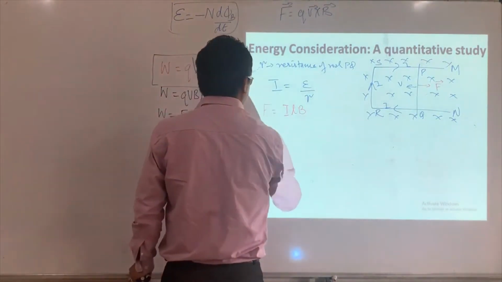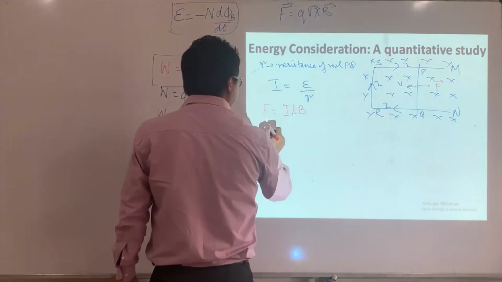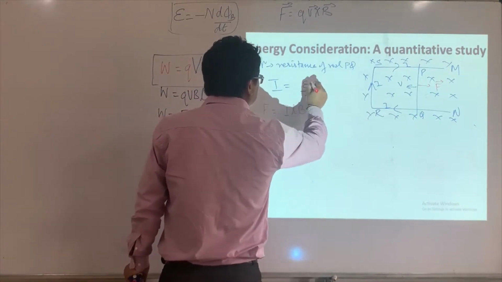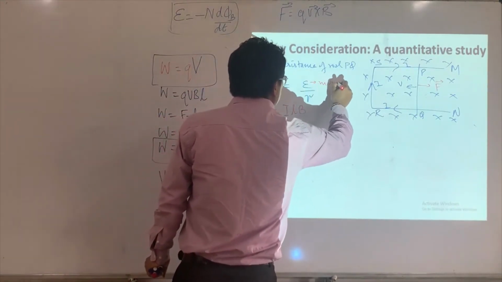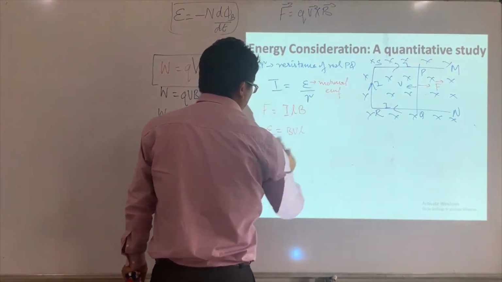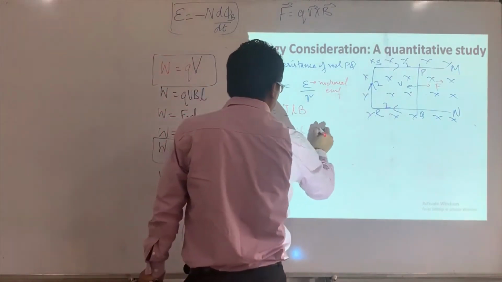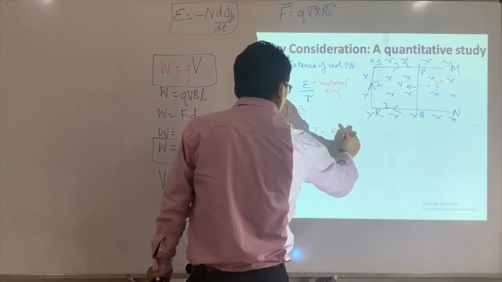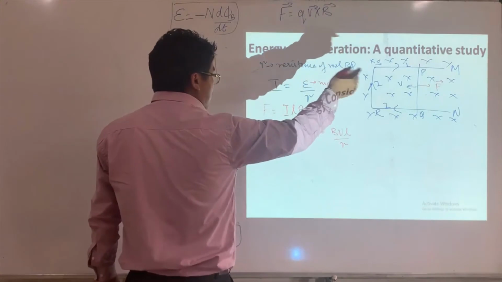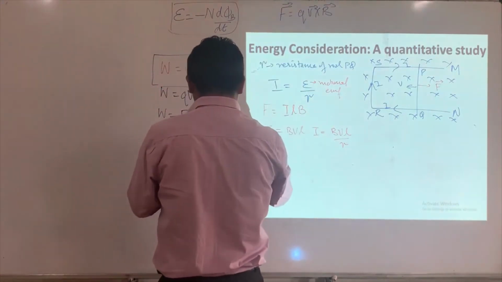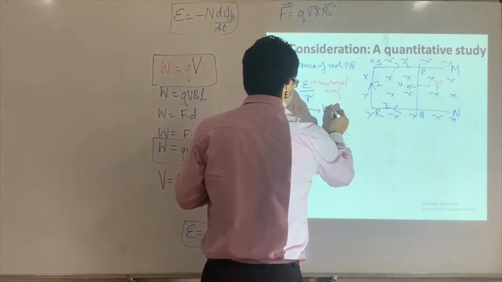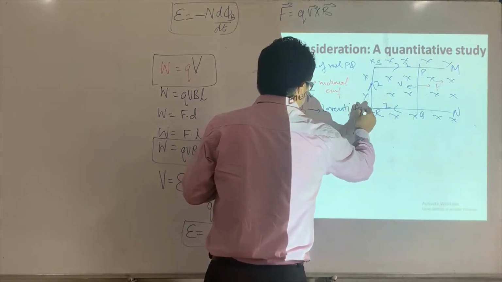Now how much is I? What about the EMF? EMF is equal to BVL. This is the motional EMF. Having this, I is going to be BVL divided by R, and the force is going to be that Lorentz force. Lorentz force means magnetic force.